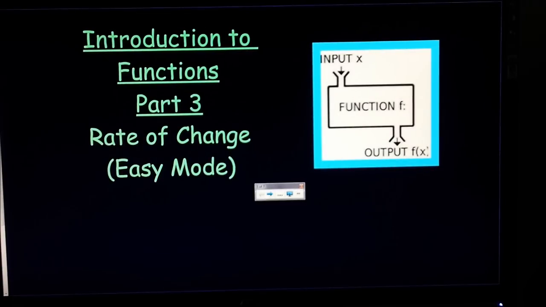Our next video continues our talk about functions. The next thing we're going to talk about is the rate of change. Now notice I did call it easy mode rate of change. We will learn more about rate of change as the year progresses, particularly after MSA.